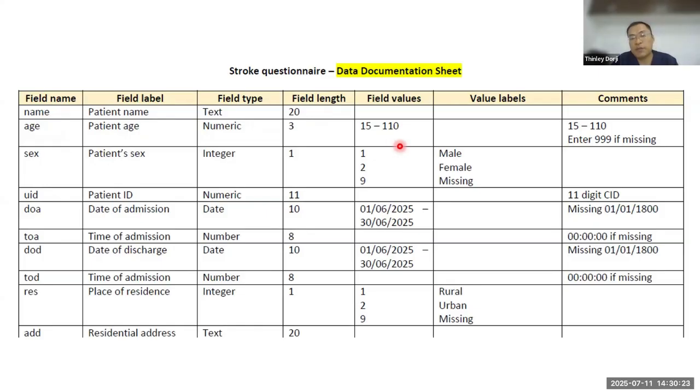Patient's age, here we have made the rule that it can be up to 110 years old to include the older patients, but any age more than 110 means that it's invalid. For sex, 1 is male, 2 is female and missing. And for the others, you can see this now. I'll share the slides with you, and you can look at the data documentation sheet at your own time.